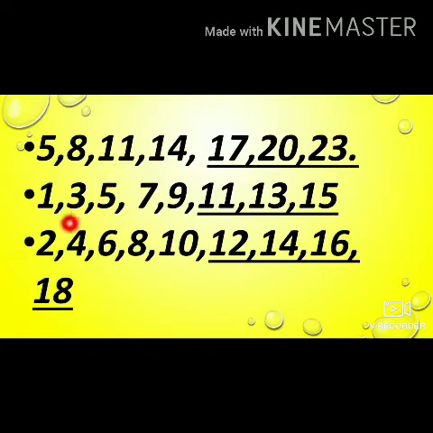Let's see the second one. 1, 3, 5, 7, 9. You have to find the next three patterns. Here it is in the order of odd numbers. 1, 3, 5, 7, 9. What's the next number? Yes, 11, 13, 15.